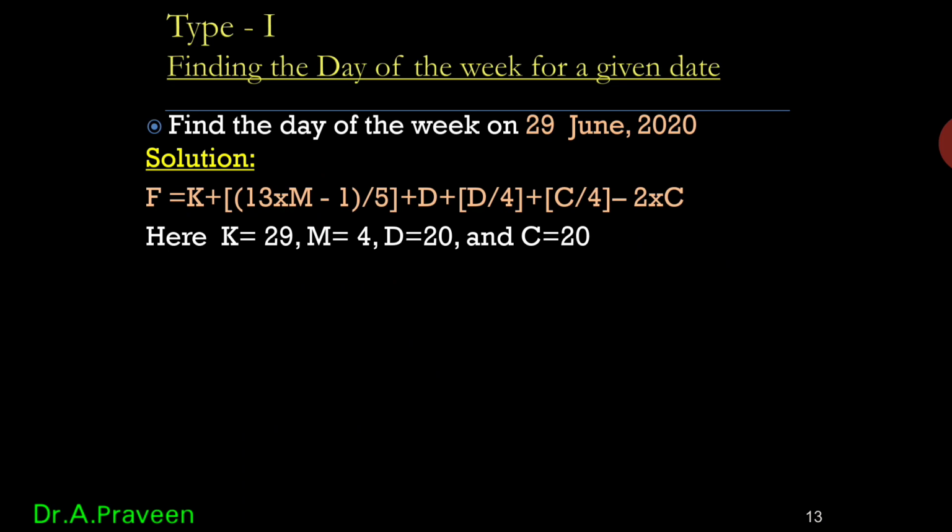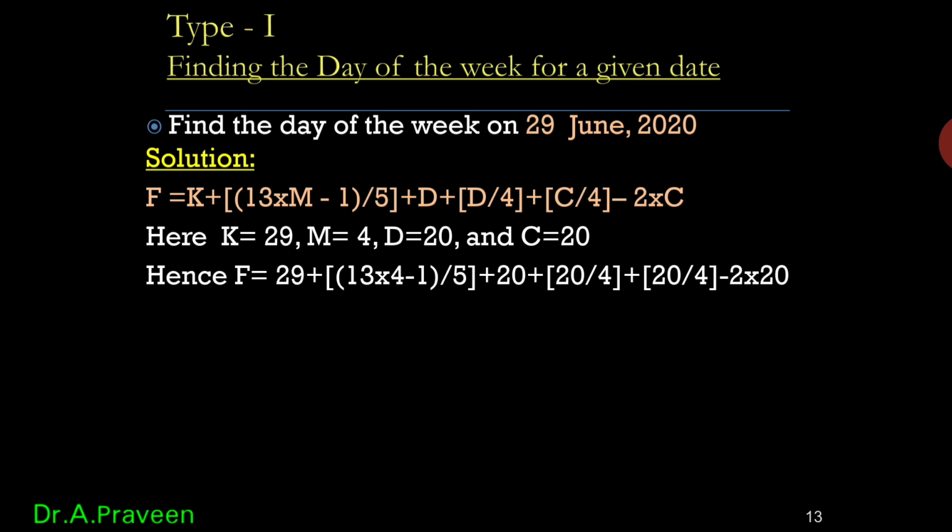Here K equals 29, the date, M equals 4, the month number. The month number for March is 1, for April it is 2, for May it is 3, and for June it is 4. D is the last two digits of the year. The year is 2020, so the last two digits is 20, so therefore D equals 20, and C is the first two digits of the year, again it is 20. We substitute the values in the formula.